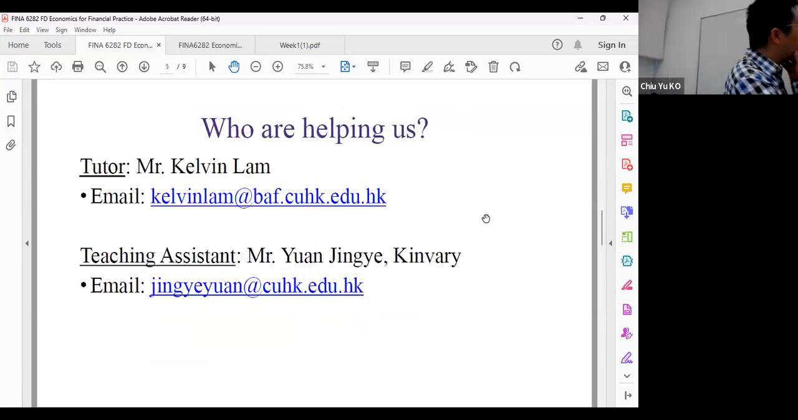So who is helping us besides me? I think our tutor is sitting at the back. Maybe you want to say something? Do you want to say something? As for the TA, I haven't met him yet. Probably he's not around, I guess. Somehow you will interact with him, but mainly you talk to Calvin most of the time, though sometimes he may help with some grading or other assistance as well.